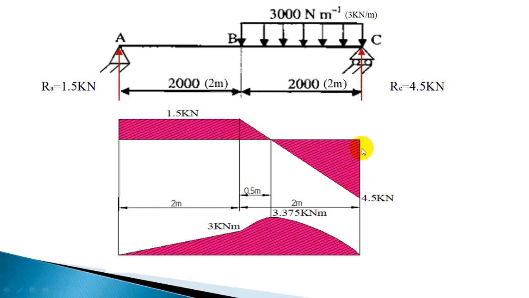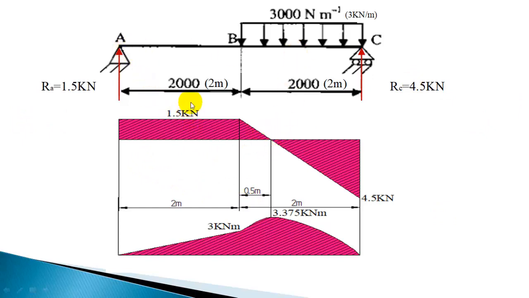This 1.5 kilonewton to 4.5 kilonewton, 1.5 into 3 is 4.5. So it is in the proportion 1:3. So this distance also will be in the proportion 1:3. So after getting this 0.5 meter, we already know this is 2 meter and this is 0.5 meter. So 2.5 meter is the location of peak bending moment, or 2500 mm. So we got the location of maximum bending moment, and that is the required answer, 2500 mm from end A.